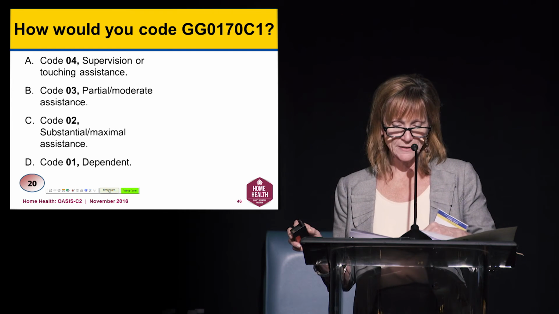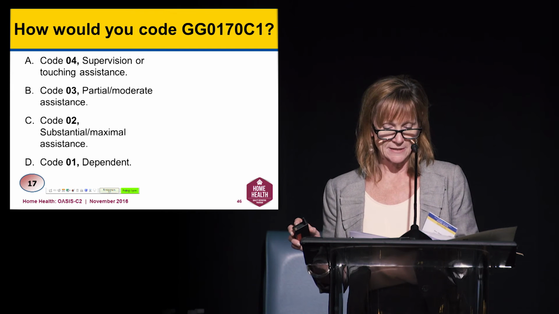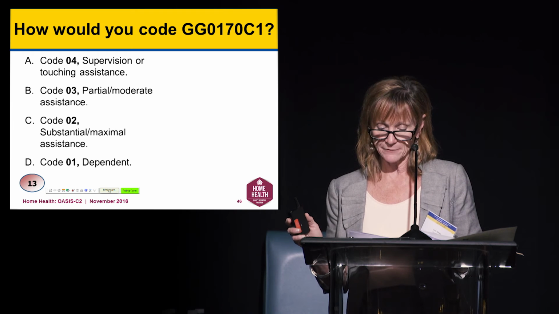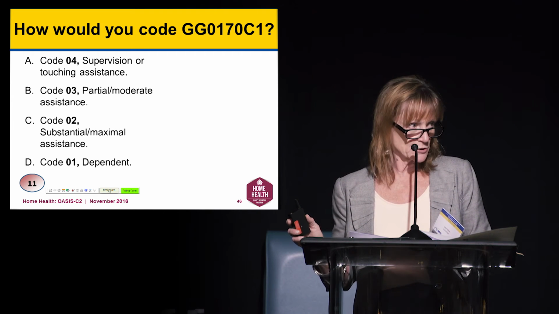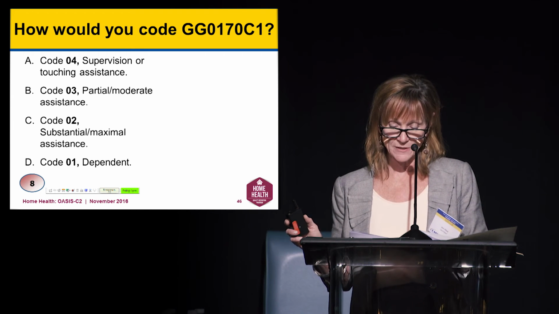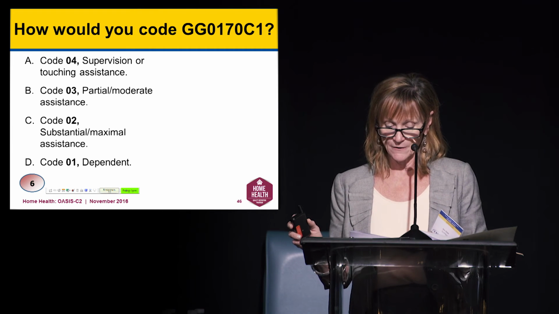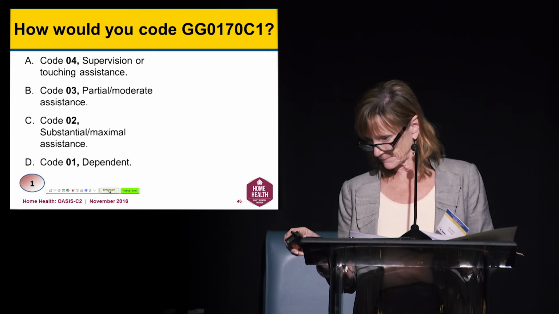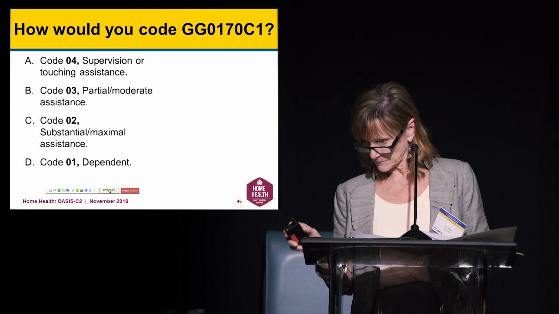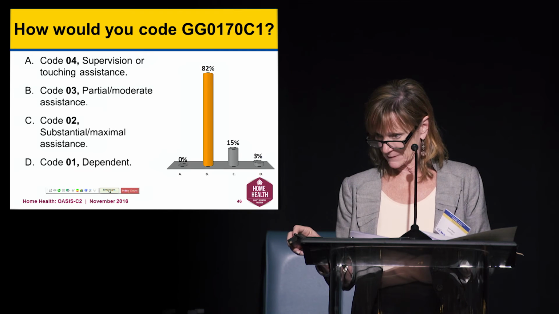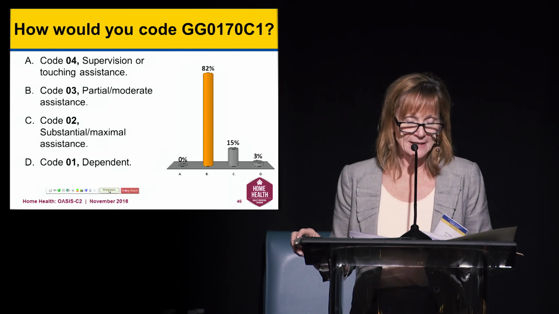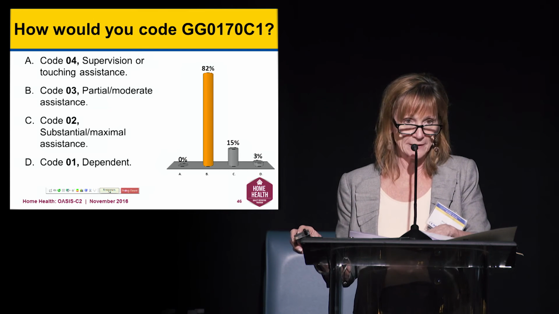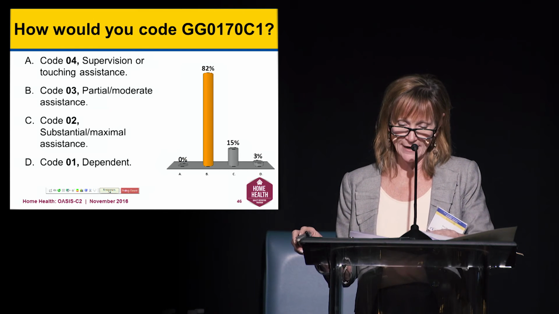So code 4 is for supervision or touching assistance. You choose B if it's code 3 for partial or moderate assistance. You would push C for code 2 for substantial or maximal assistance, and choose D for code 1, which would be dependent. And the answer we have, we have 82% that chose B, which was code 3, which is correct.